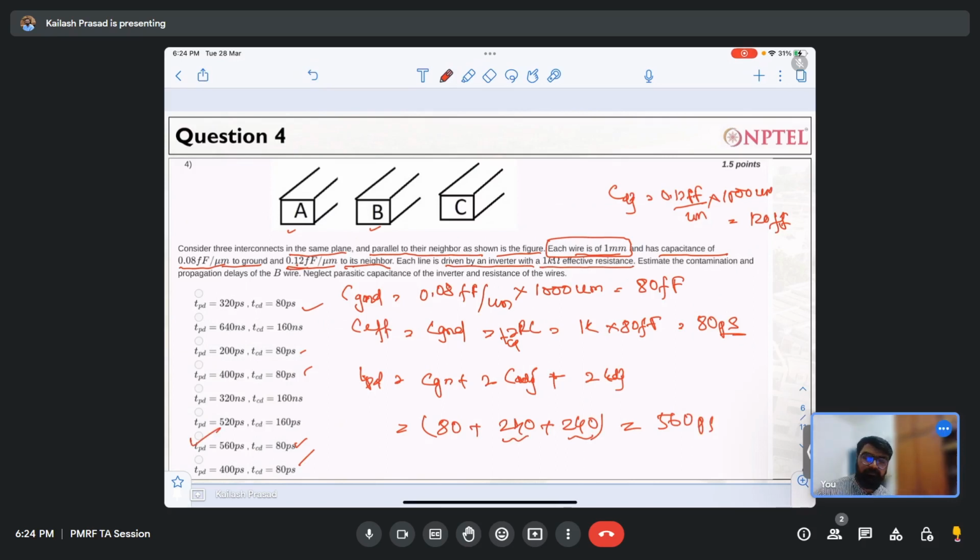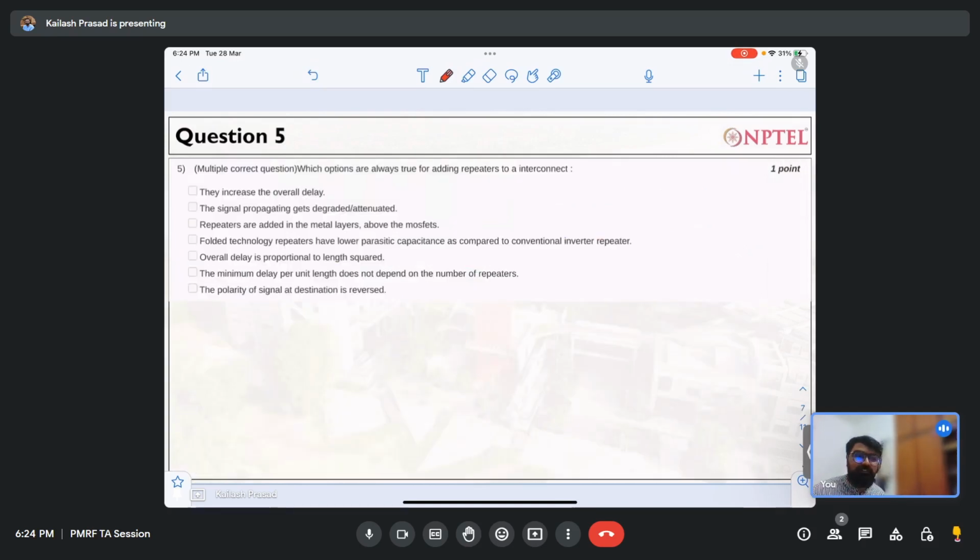So this is the correct answer. This is how you calculate the contamination delay and the propagation delay of any interconnect. So you have to consider which are the cases when it will be fast and which are the cases when it is slow, and what condition you have to follow there. Okay, moving to the next question.